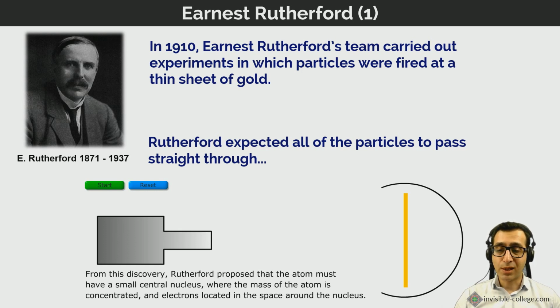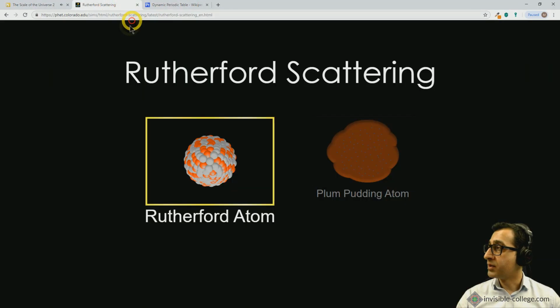Now to illustrate this a little bit further, I like to use one of these simulations from the PhET website. I can thoroughly recommend this website to find physics and chemistry, and also some biological simulations that you can play around with and better learn some of the aspects of these different ideas in science. So we have here the Rutherford model of the atom and the plum pudding model.